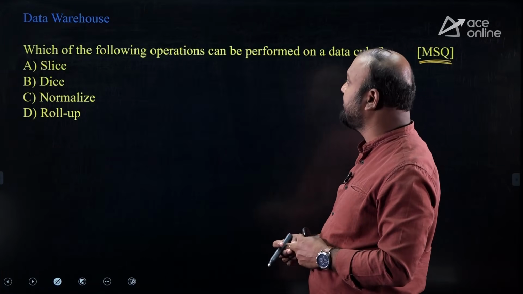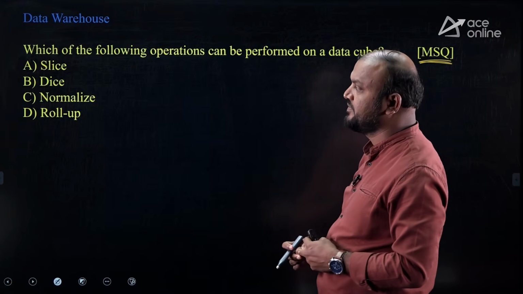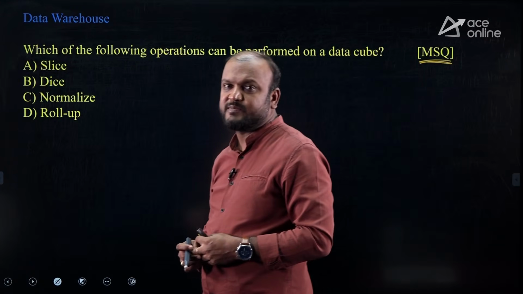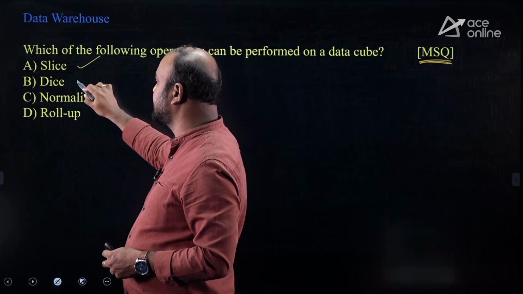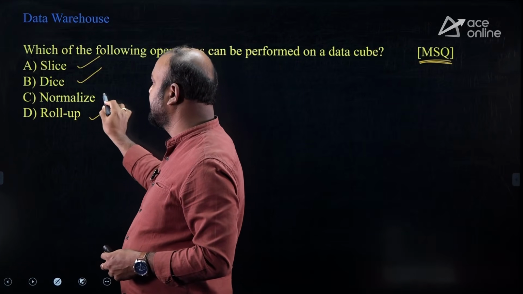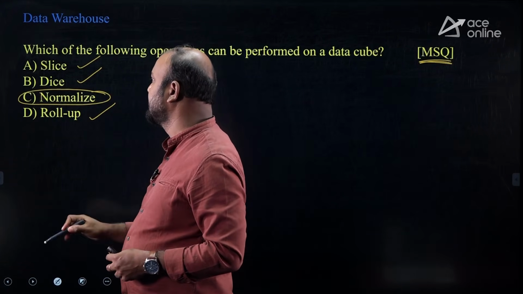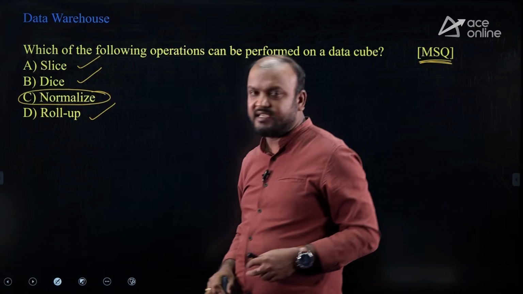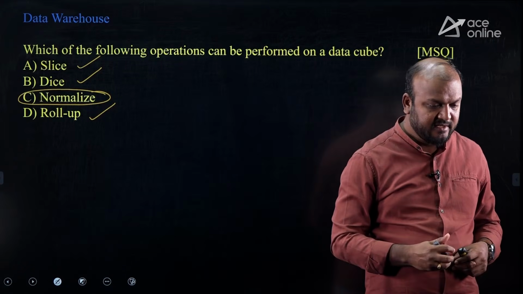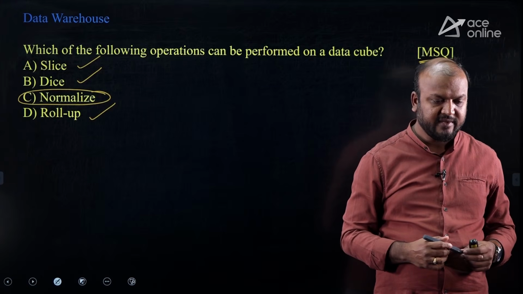Which of the following operations can be performed on a data cube? What are the OLAP operations performed on a data cube? Slice, dice, roll up. But it is not normalize. So what is the answer for this question? A, B and D. Okay.